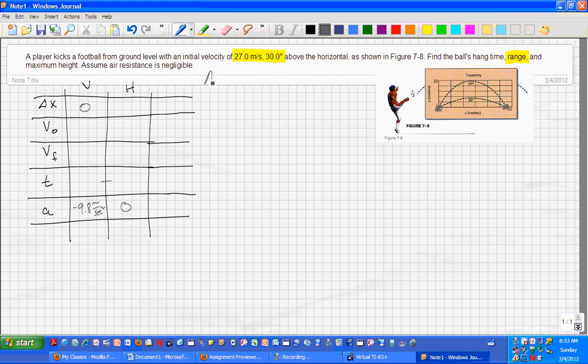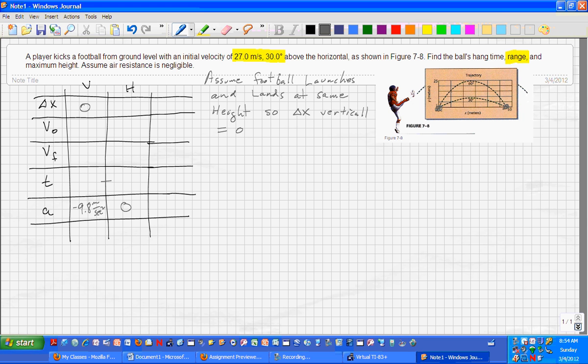State that. Assume the football launches and lands at the same height. So that change in position in the vertical direction equals 0.